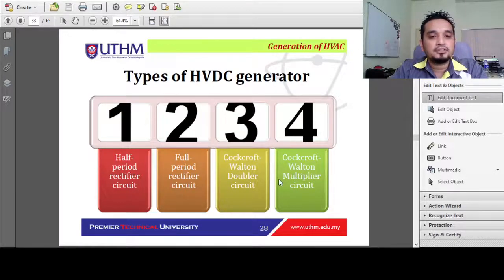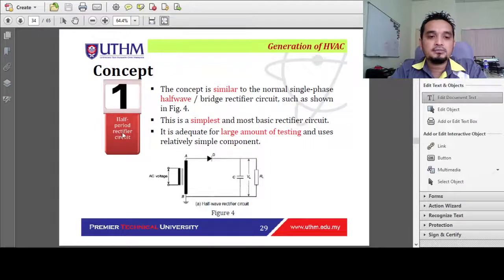Okay, for this one, we have 4 types of HVDC generator. First, we look at the half period rectifier circuit. Okay, we have the straight transformer here connected to the diode and the smoothing capacitor, and in parallel to the smoothing capacitor we put the load. This is the load. So we will achieve this in terms of half period rectifier circuit.